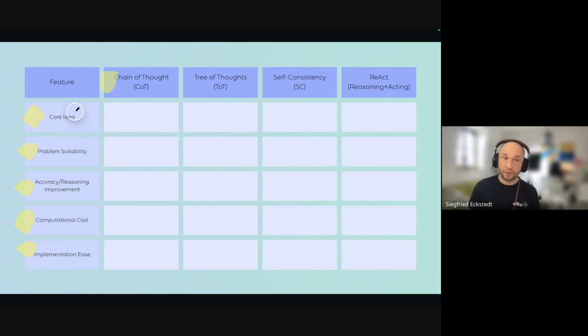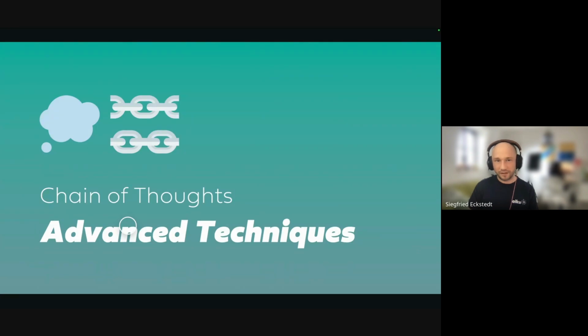And what we want to understand with each of these methods and techniques is, what's the core idea? For what problem could it be suitable? What can you actually improve? Or where are the benefits? At what cost does it come? So the computational cost, or how easy it is to implement. So we will go through each one by one. But first, chain of thought.